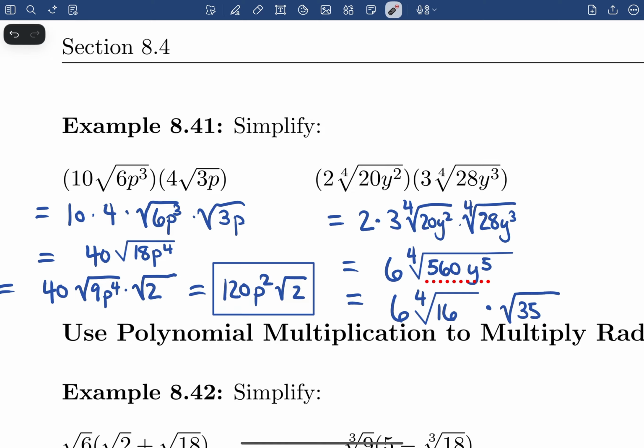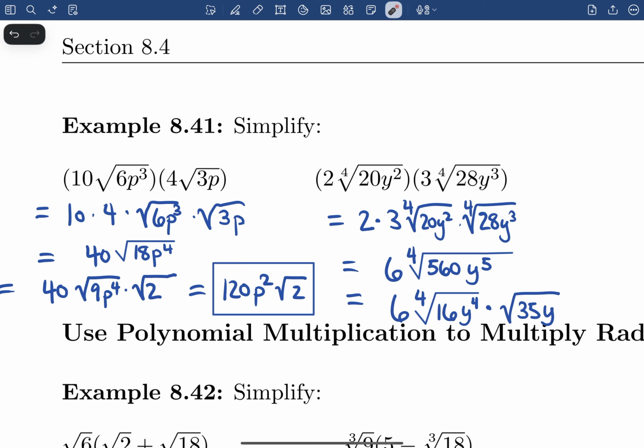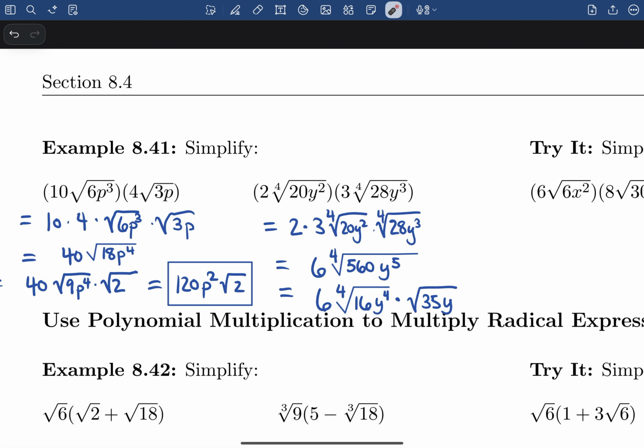Great. At this point, y to the fifth, well, I need to break y to the fifth into y to the fourth for the perfect fourth, and then y for the leftovers. Okay, y to the fourth times y is y to the fifth. And lastly, let's go ahead and clean things up for our final answer. Well, the fourth root of 16 is 2, so I'm going to take that result and multiply with 6. 2 times 6 is 12. That's why I have 12 here.